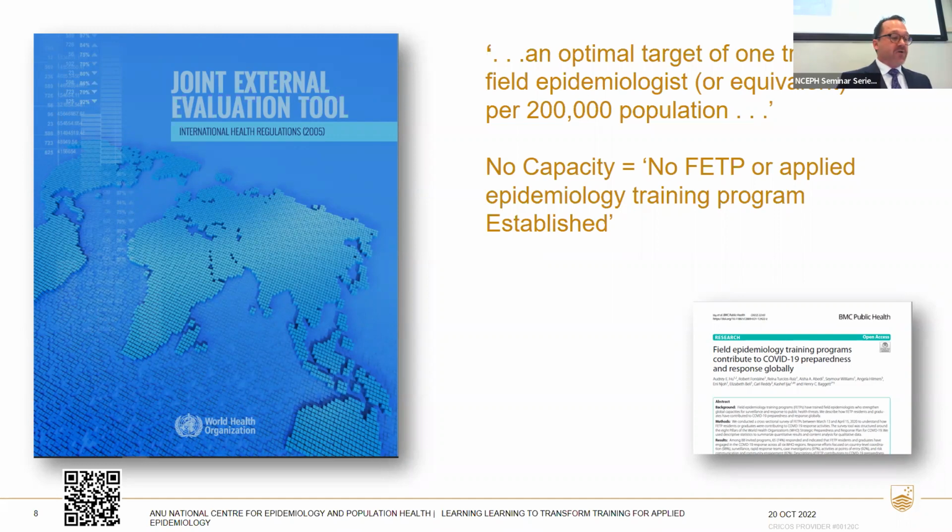The WHO evaluation tool for the International Health Regulations, here on the right, the Joint External Evaluation Tool, sets a target for every country to have at least one field epidemiologist per 200,000 population. And a graduate of an advanced or intermediate FETP has come to be the proxy definition for that. If graduates and trainees are improperly trained, we have a problem with IHR and our ability to respond to emergencies.